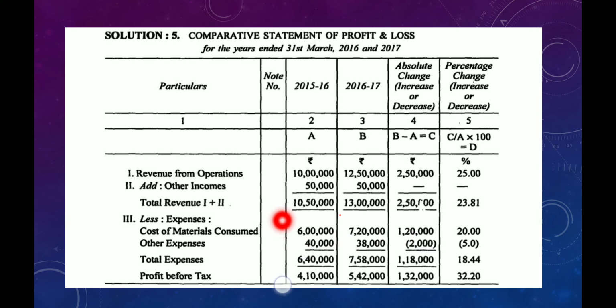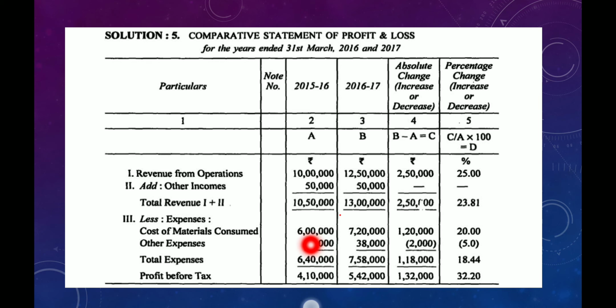And after that, you have to make the total column, total expenses, 6 lakh 50,000 and 7 lakh 58,000. 7,58,000 is more than 6,50,000 by 1,08,000, and 1,08,000 is divided by 6,50,000 into 100, that is 18.44.